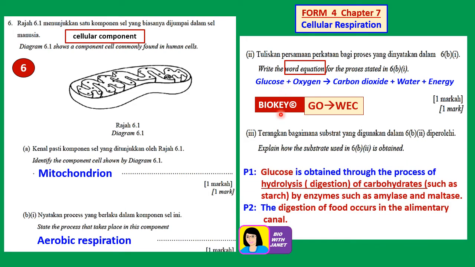So let's look at the answer. Glucose is obtained through the process of hydrolysis or digestion of carbohydrates such as starch by enzymes such as amylase and maltase. For example, starch is digested or hydrolyzed by amylase to form maltose, and then maltose is hydrolyzed by maltase to form glucose molecules. This digestion of food occurs in the alimentary canal, in the digestive system. So mention the reaction to produce glucose, the hydrolysis of carbohydrates, and also where it occurs.